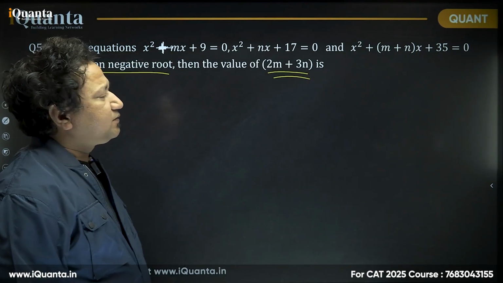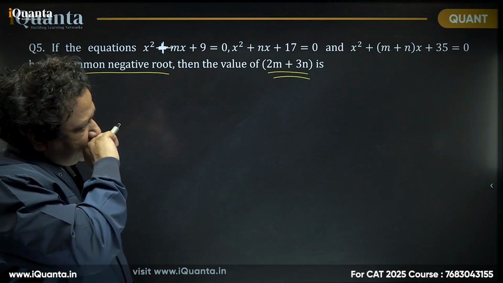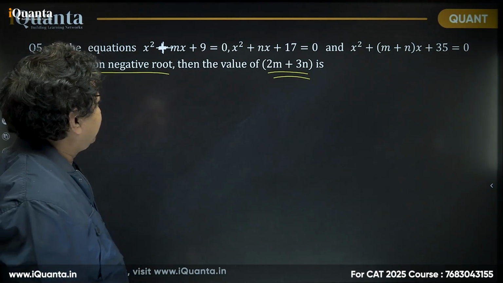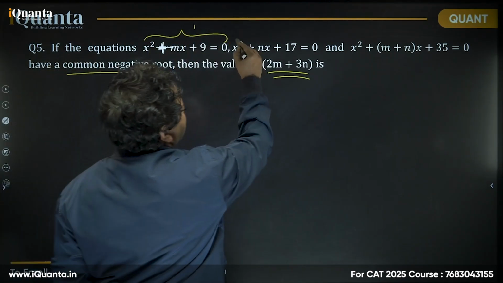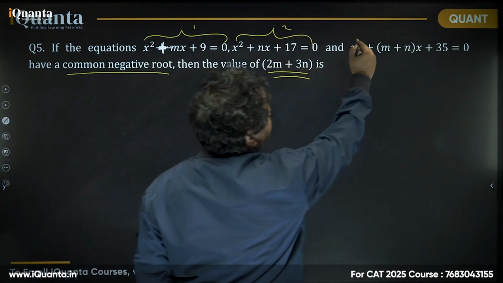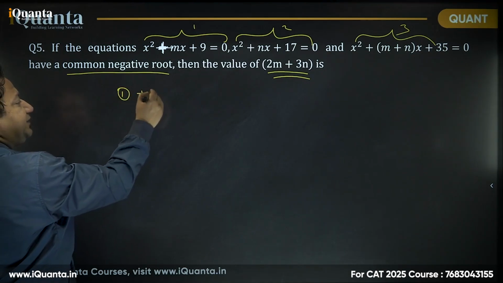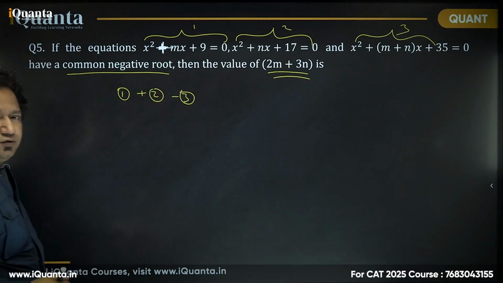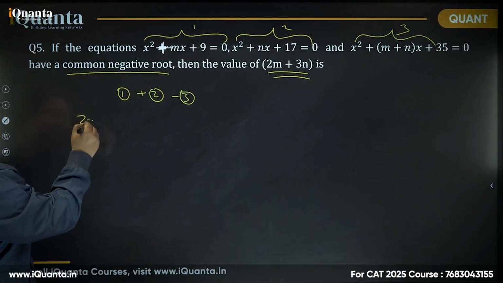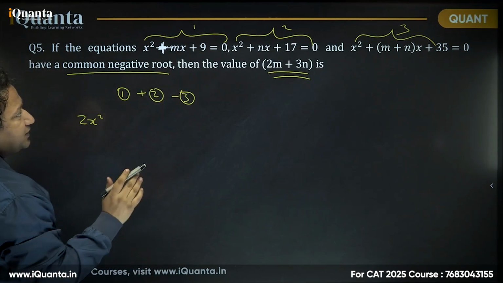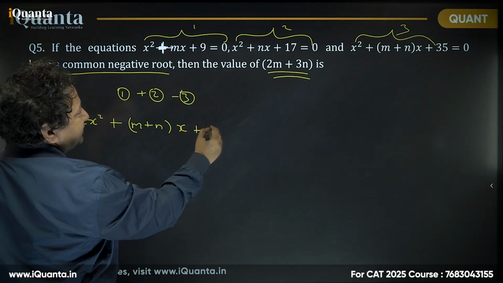We have three quadratic equations. We can do a lot of things: add this, subtract that. But what comes to mind first is, what if I call this equation number 1, this equation number 2, and this equation number 3, and I add 1 and 2 and then subtract 3 from it? Let's add this plus this. I'll get 2x², plus taking x common, (m + n) times x, plus 26 is equal to 0. That is 1 plus 2.